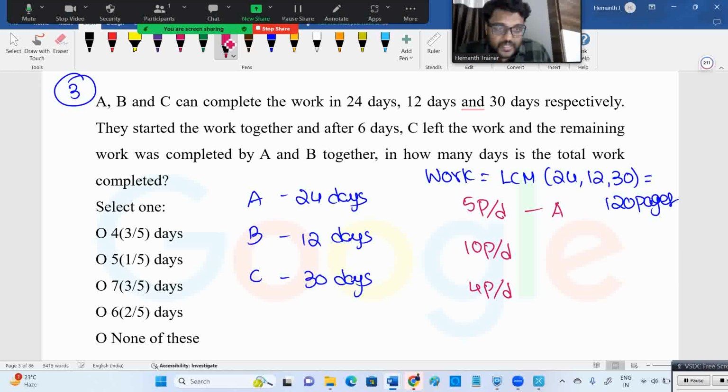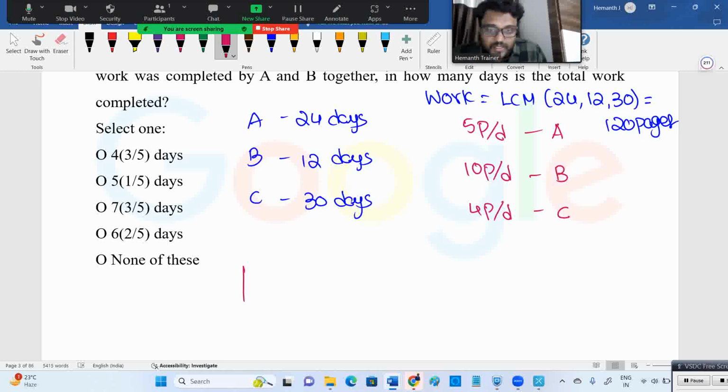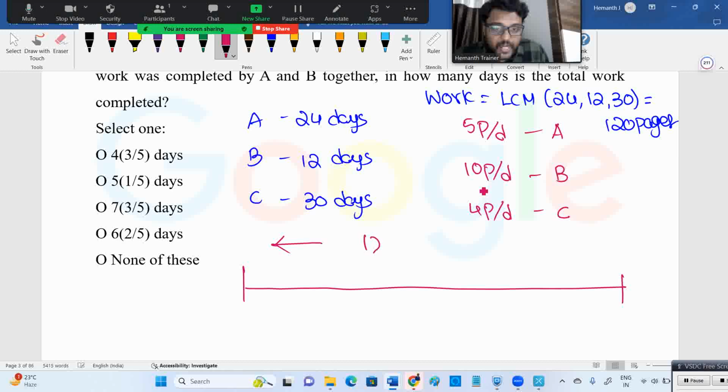So A can type 5 pages per day, B can type 10 pages per day, C can type 4 pages per day. Now in the question, they said they started the work, and after 6 days C left the work, and in how many days is the total work completed. See, the total work is 120 pages. This is the join or left concept. In time and work, there is a concept called join or left. You can watch my YouTube channel related to time and work. You can find the things.